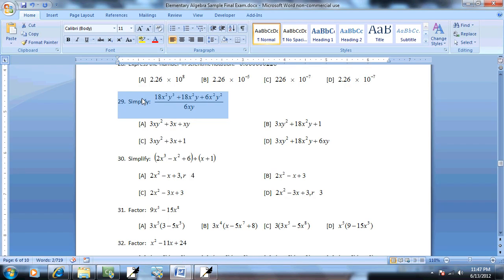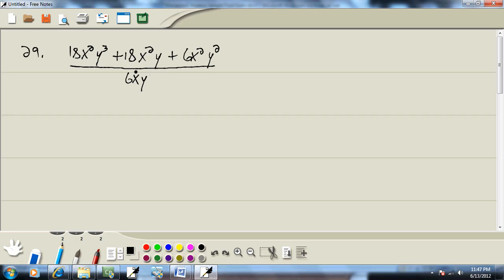Now it says simplify, but basically this is a division problem. Specifically we have a monomial, one term, in our denominator. When you have one term in your denominator and it says simplify or divide, what we want to do is split this into three separate fractions. I'll take each one of these terms up on top and put it over this denominator. So I have 18x squared y to the third over 6xy plus 18x squared y over 6xy plus 6x squared y squared over 6xy.